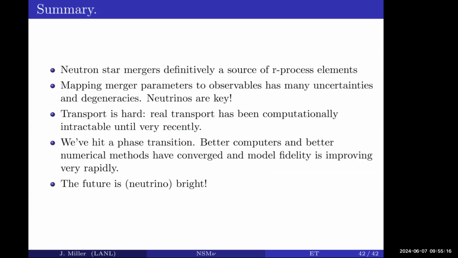All right, so to summarize, neutron star mergers are very important, definitively a source of our process elements. Mapping merger parameters to observables has many uncertainties and degeneracies. Neutrinos are very important for this. Transport is very hard, and real transport has been intractable until quite recently. But I think we've hit a phase transition.